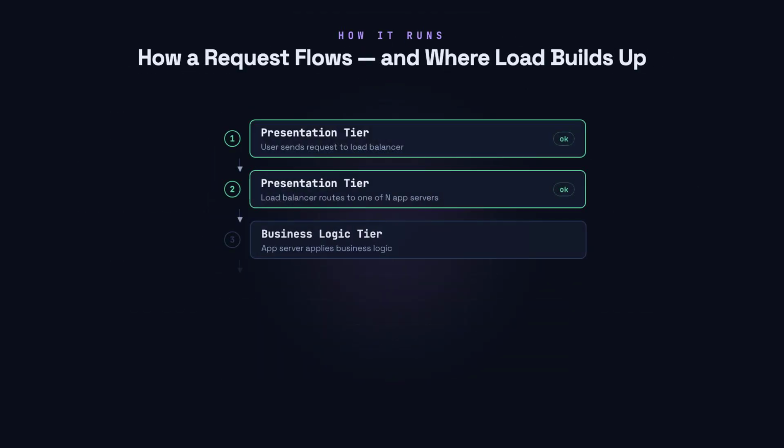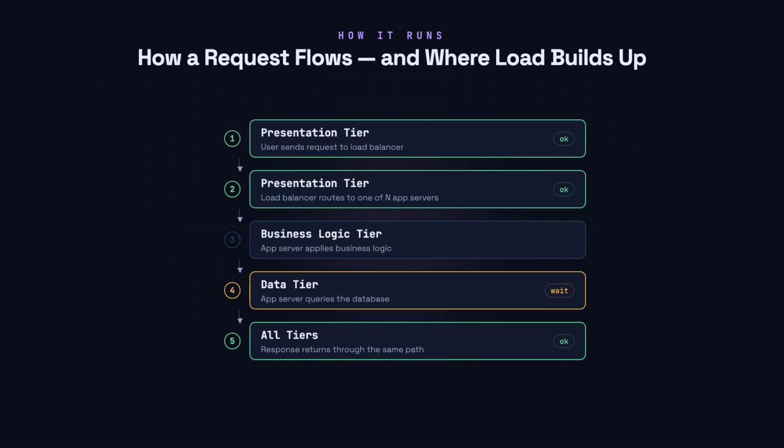Follow a single request through the system. It arrives at a load balancer, which distributes it to one of several application servers. This distribution is horizontal scaling at the presentation and logic tiers. That server runs the business logic and then calls the database. The database is the final stop, and it is the hardest tier to scale horizontally because it holds shared, persistent state. This is precisely where most scaling bottlenecks live.